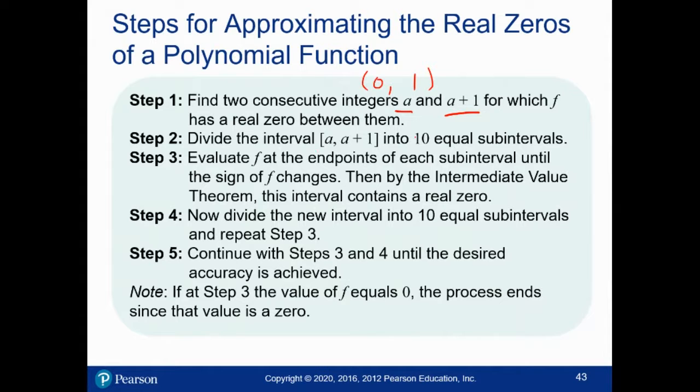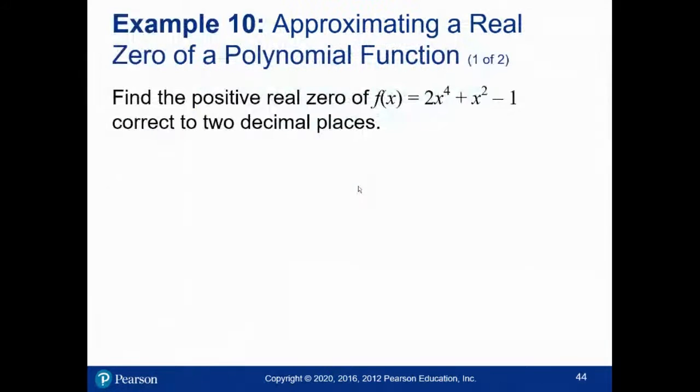Maybe then, I don't know where it is, but what I do is I divide it into subintervals. I evaluate the function and try to find more specifically where it changed from positive to negative. And I just keep doing that. So can we find the positive real zero of this to at least 2 decimals?